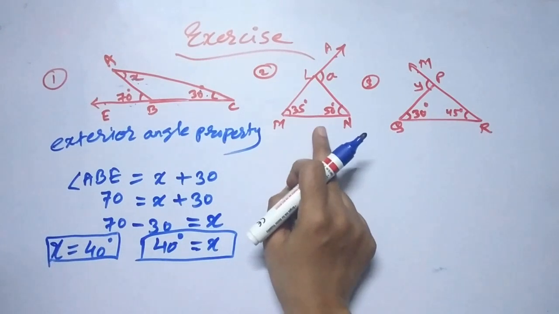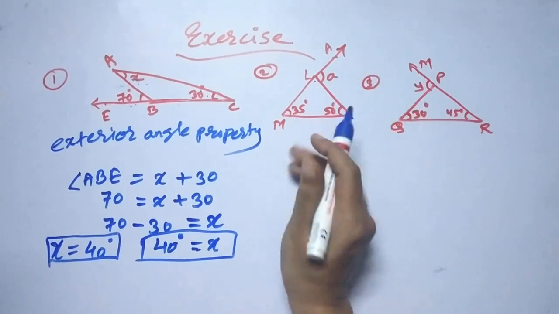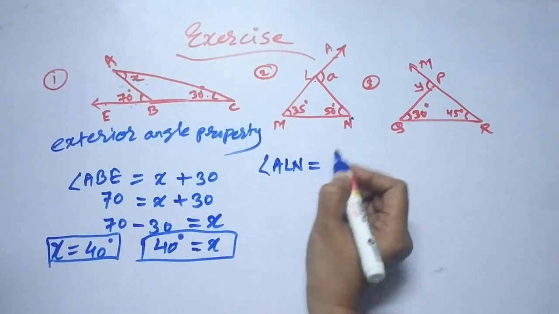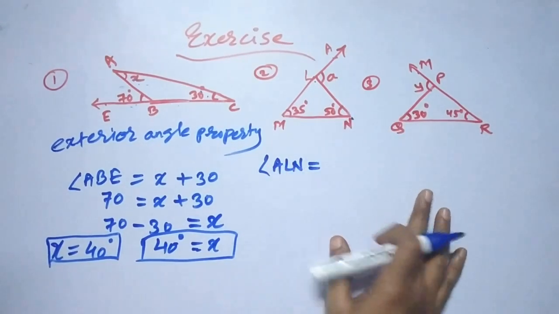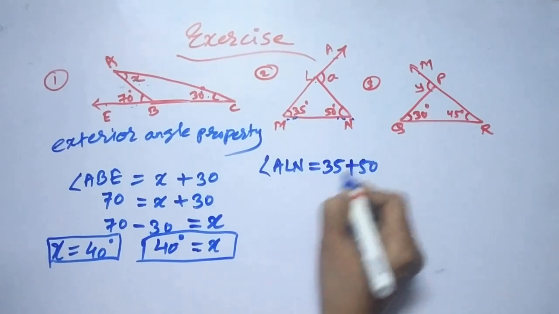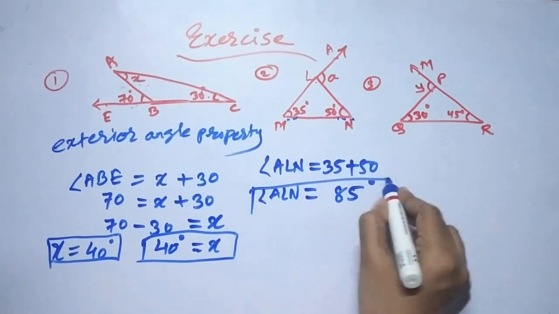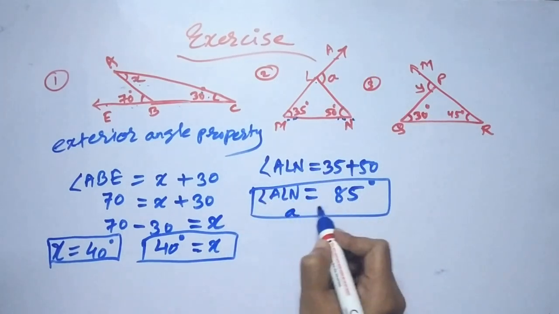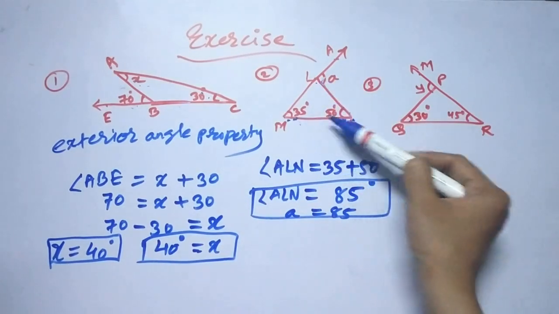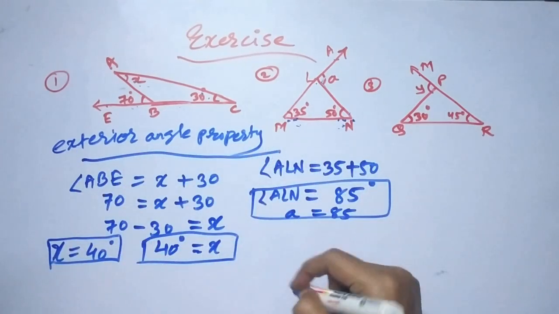Now moving to this question, again here ALN is an exterior angle. We need to find it. The exterior angle ALN is equal to the sum of its opposite interior angles. These are its two opposite angles, so we'll write 35 plus 50. Simply, friends, we get 85 degrees. So this angle A is equal to 85 degrees. The exterior angle is equal to the sum of its two opposite interior angles. Again we have written this by using the exterior angle property concept.